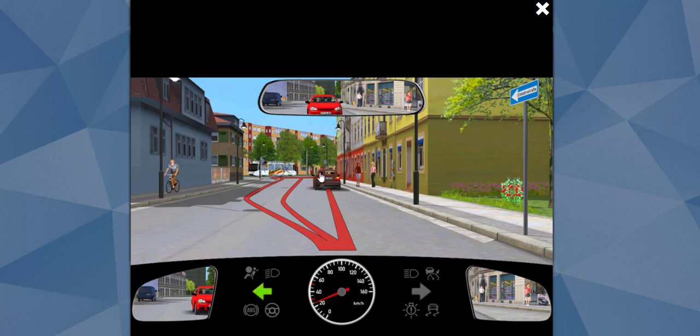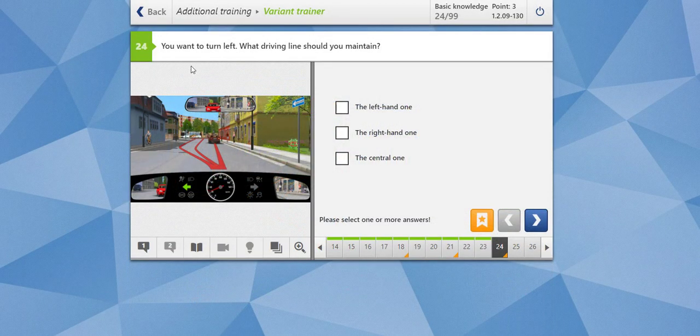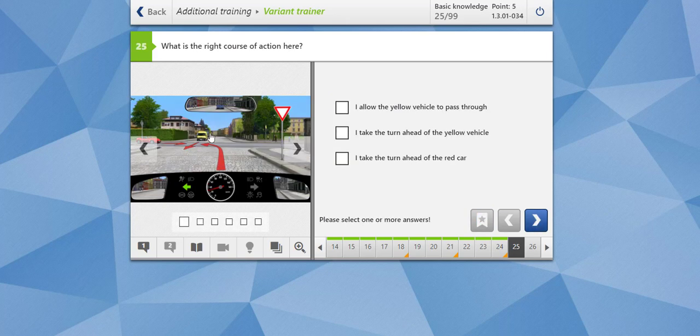And this lane is going to be free for the traffic who wants to go straight ahead or wants to turn towards the right. Let's look at the options. You want to turn left. What driving line should you maintain? So we have seen it's an Einbahnstraße, so you have to maintain the left-hand one. By the way, this is a very important question, and in a practical driving situation also, your examiner can ask you to drive through the Einbahnstraße. In this case, if he wants you to turn left, then you always have to position towards the left-hand one. Let's check the answer. Our answer is correct. Moving towards the next question.